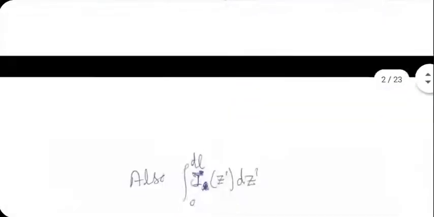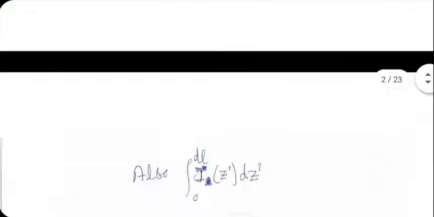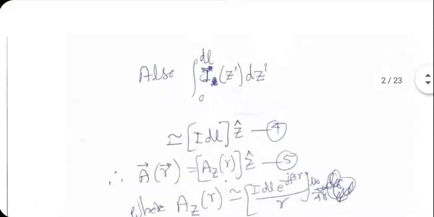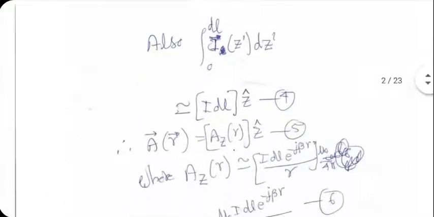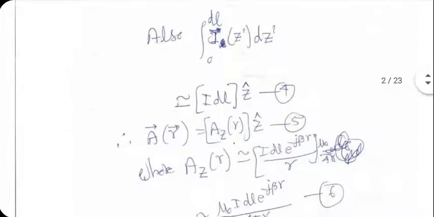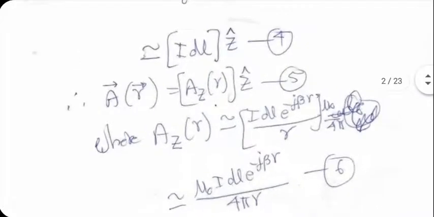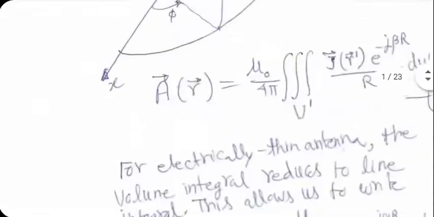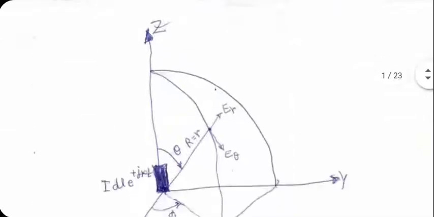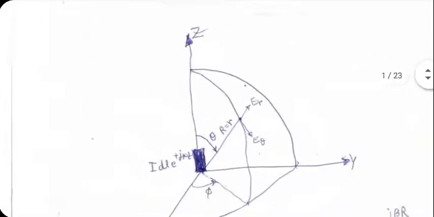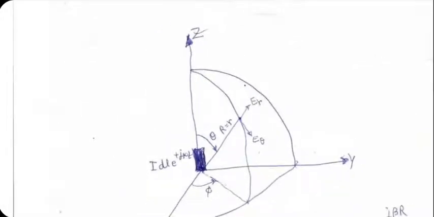With all that, the value of A turns out to be this, equation 5. A will have only a Z component. A is going to have the same direction that the antenna current has. The antenna current also has only a Z component. So A would also have a Z component. That's obvious.